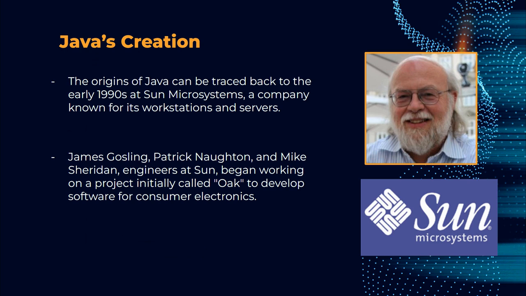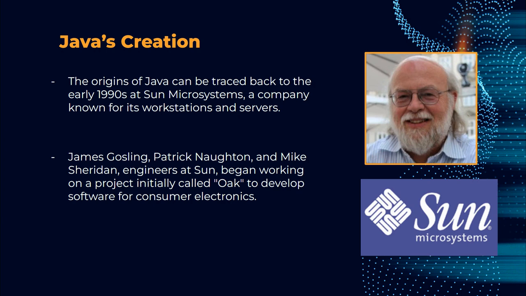So the story of Java's creation begins early in the 1990s, a time of rapid technological advancement. It was during this period that Sun Microsystems, a company that had made a name for itself in the tech industry for its high performance workstations and servers, embarked on a new project. The project was spearheaded by three of Sun's engineers: James Gosling, a Canadian computer scientist known for his innovative ideas, Patrick Naughton, an engineer with a knack for problem solving, and Mike Sheridan, a seasoned professional with a wealth of experience in the tech industry. Together, they formed a formidable team, each bringing their own unique skills and perspectives to the table.